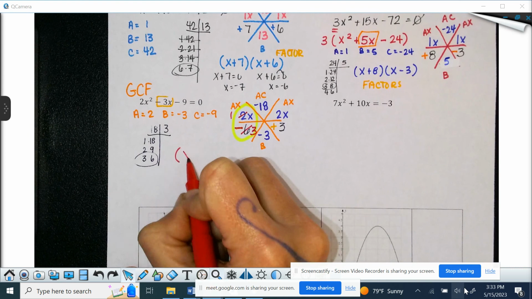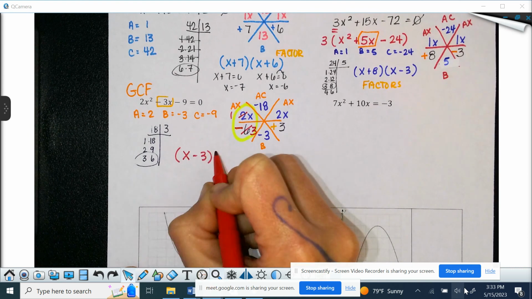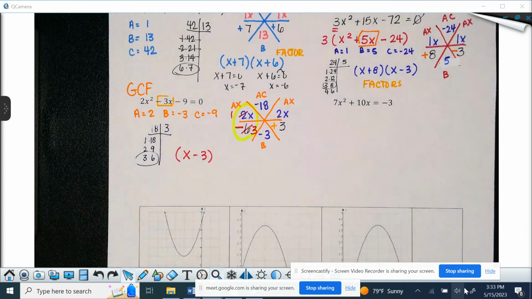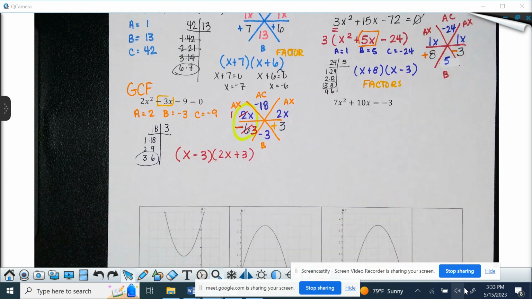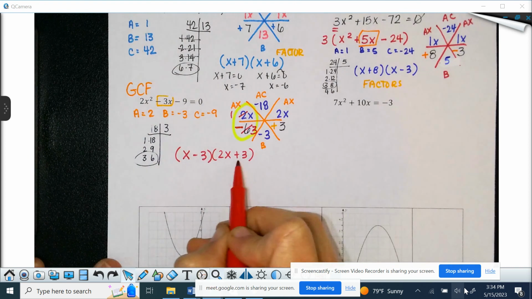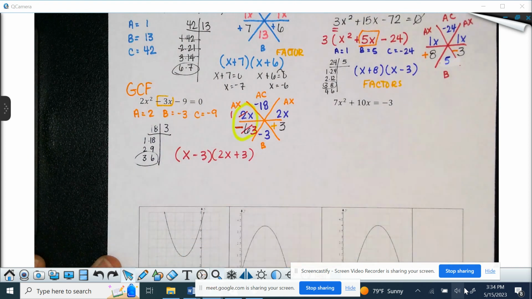So x minus 3. 2 and 3, can it be reduced at all? No. Good. So then that one's done. 2x plus 3. And those are the factors. If all it says to do is factor, you're done. If it wants to know the zeros, the roots, or the x-intercepts, we'll set both those equal to 0. We'll be very careful on this one because it's a little bit different. And then we'll solve for x.